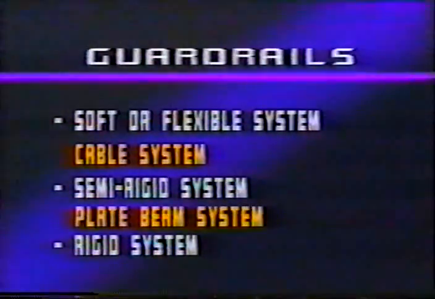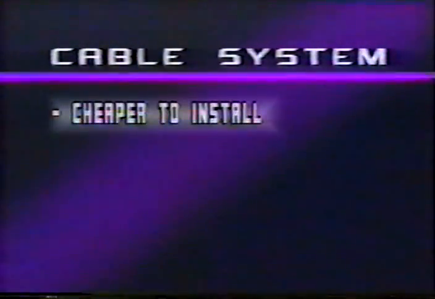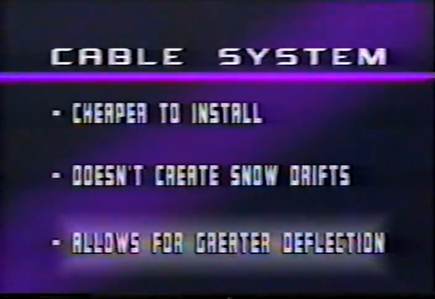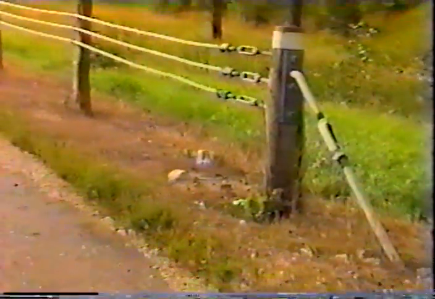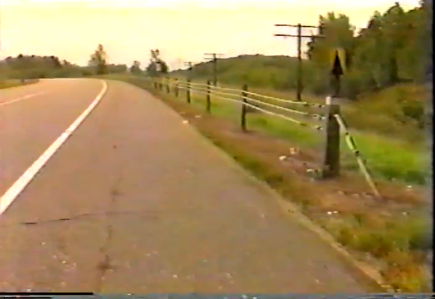The cable system is used primarily in rural or low-volume areas because it's cheaper to install, it doesn't create snowdrifts, and its design allows for greater deflection, which is conducive to rural conditions because the obstacles in these areas are generally further away from the roadways.